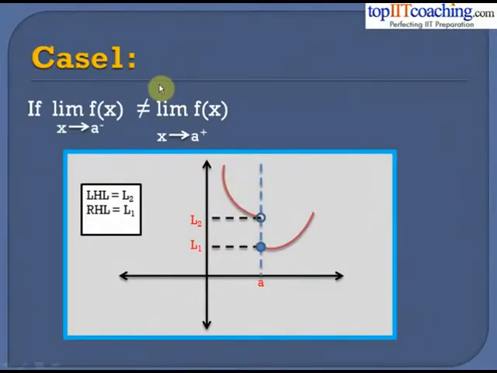Now let's see these cases one by one. Case number 1 is the left hand limit is not equal to the right hand limit. Now let's try to visualize it. This is the graph of y equal to f of x. Now we see that the left hand limit is equal to L2 and the right hand limit is equal to L1. That is, if we approach the point a from the right hand side, then the value of the function is L1, and if we approach the point from the left hand side, the value of the function becomes L2, and we see that L2 is not equal to L1.